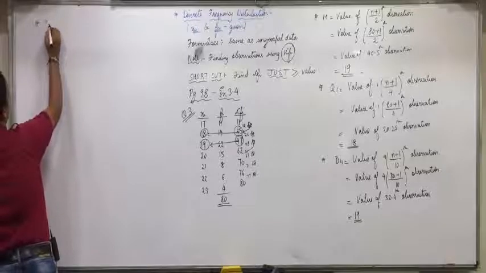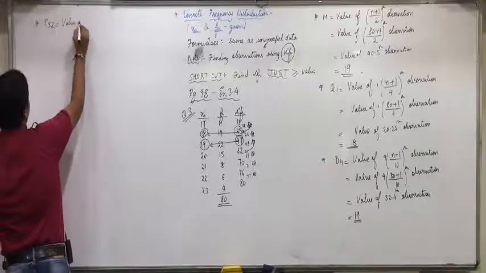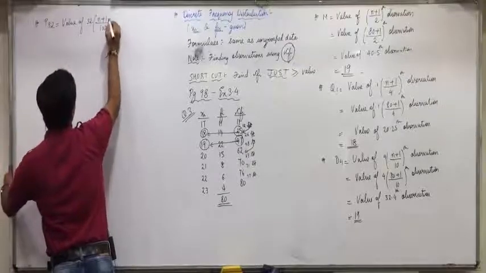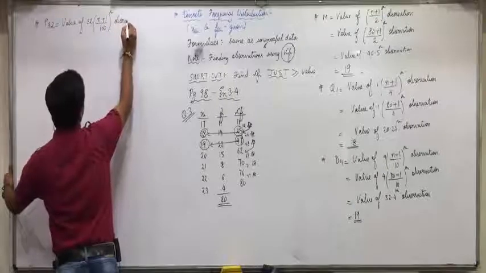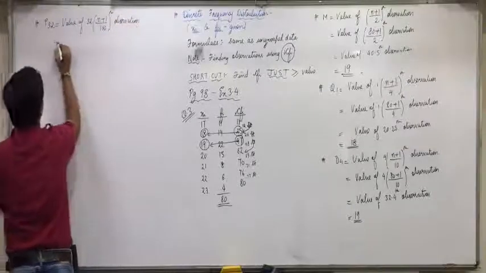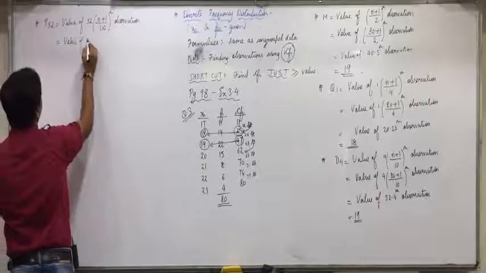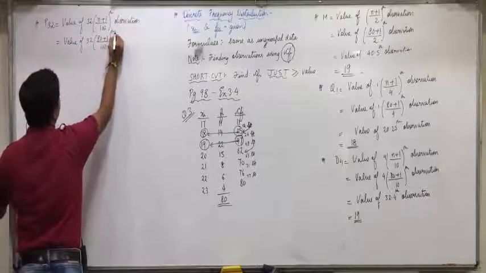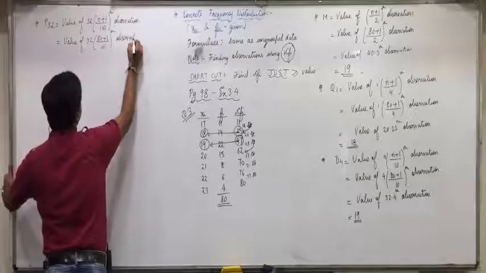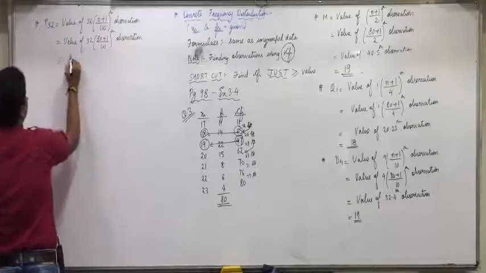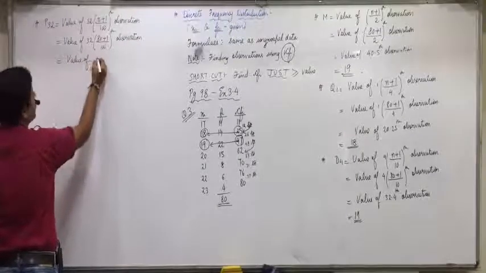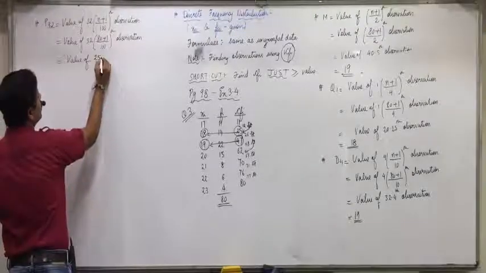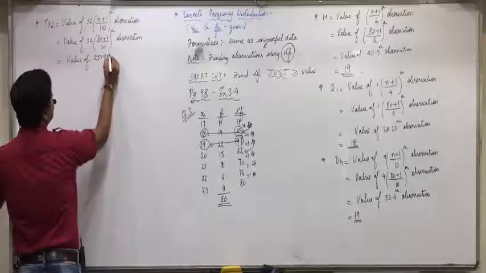It's an important point. Value of 32 (n plus 1) upon 100th observation. Value of 32, (80 plus 1) upon 100th observation. Value of (80 plus 1) upon 100 into 32. 25.92th observation.